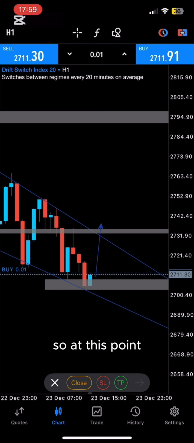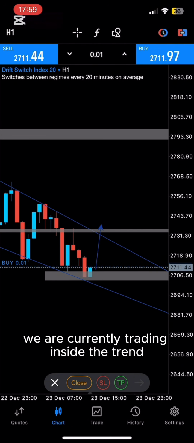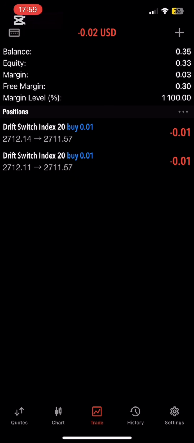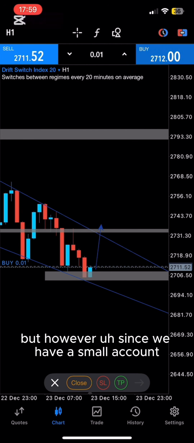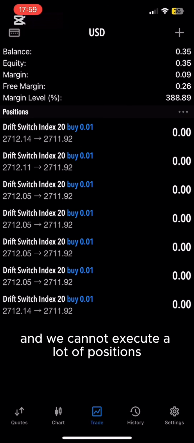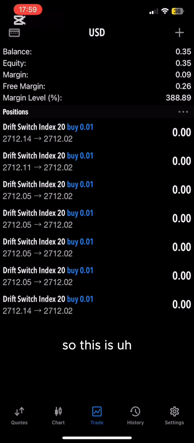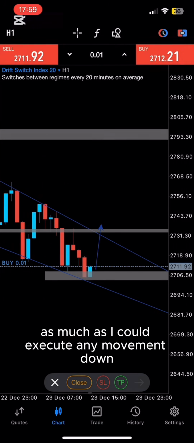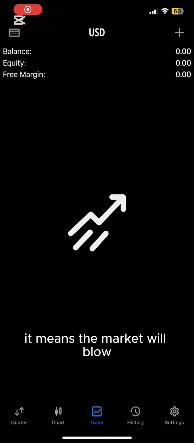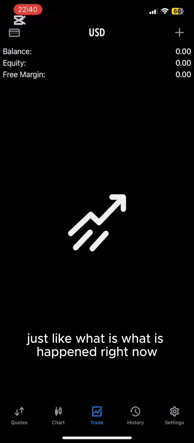or you can trade the breakouts. So at this point, we are currently trading inside the trend, that is, the market is going to buy. However, since we have a small account, we cannot hold that long and we cannot execute a lot of positions. So this is as much as I could execute. Any movement down means the market will blow, just like what has happened right now.